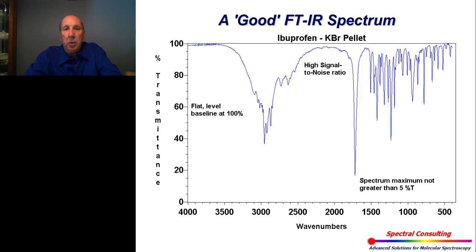So here is a good FT-IR spectrum for a KBr pellet of ibuprofen. We have a flat level baseline at about 100%, good signal to noise ratio. Our peak maximum is right around 10%, not greater than 5%. And we got nice sharp peaks with no interferences anywhere in the spectrum.